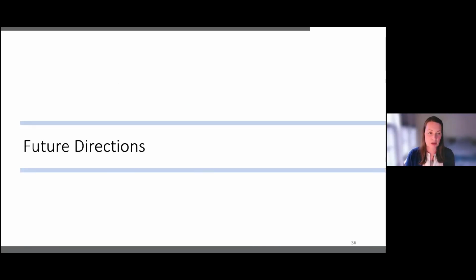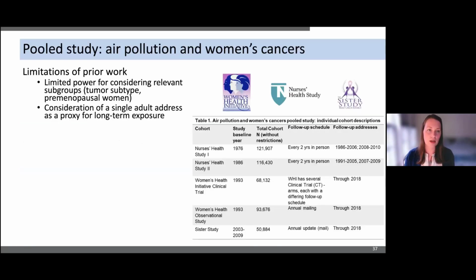So I'm going to end by just talking about some of my future directions in air pollution and breast cancer. A lot of the limitations of the prior work that I've talked about even today is that even in a cohort as big as the Sister Study with 50,000 women, we still run into issues of limited power, particularly when we want to consider relevant subgroups such as by tumor subtype or focusing on premenopausal women. And as Hung Lee brought up very astutely early on, we often really just consider a single adult address as a proxy for long-term exposure, which we know is potentially not the most accurate exposure assessment.